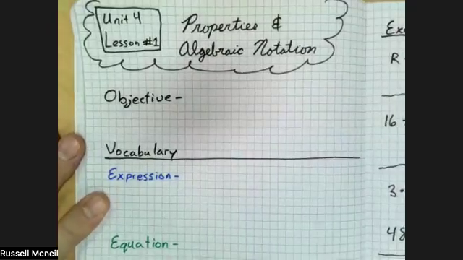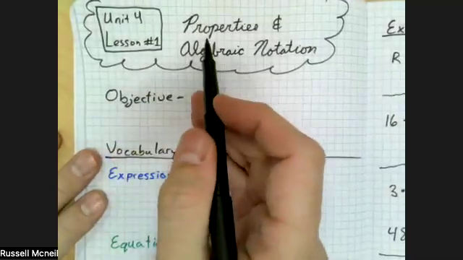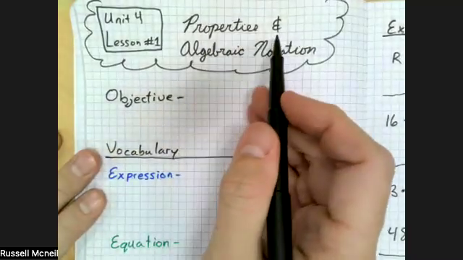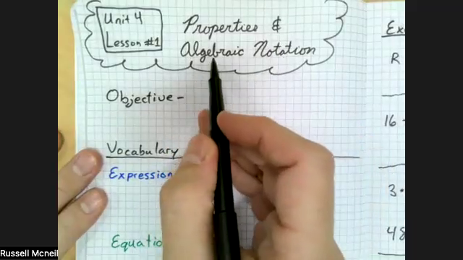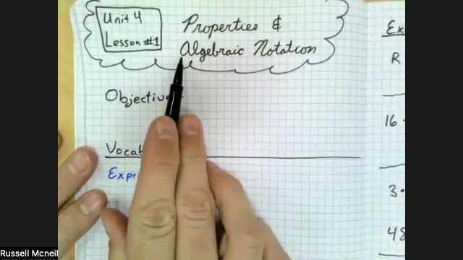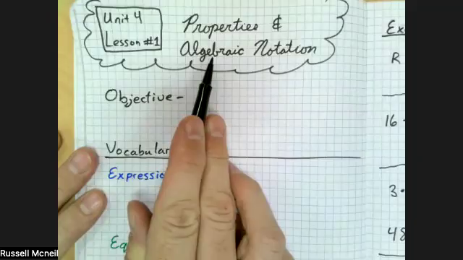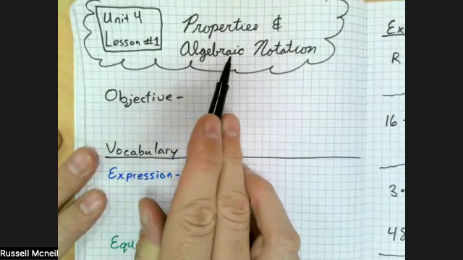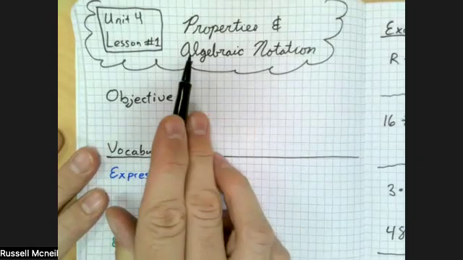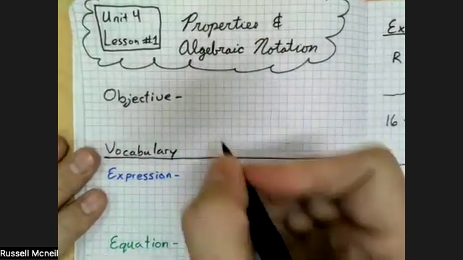Well, greetings, mathematicians. We've finally made it. We're in Unit 4, Lesson 1. Today's title is Properties and Algebraic Notation. Now, be careful when we're spelling algebraic. It's A-L-G-E, algebra, B-R-A-I-C, algebraic.